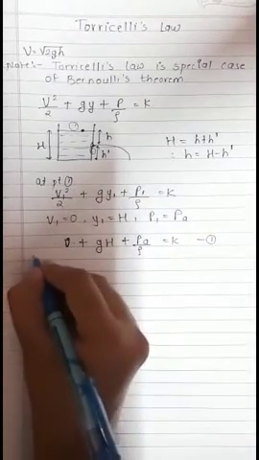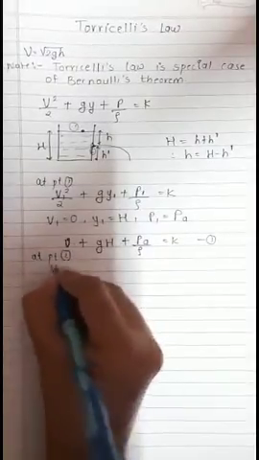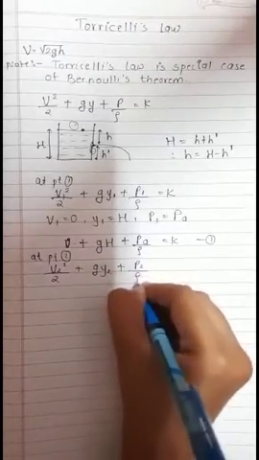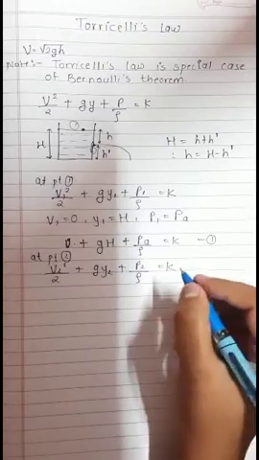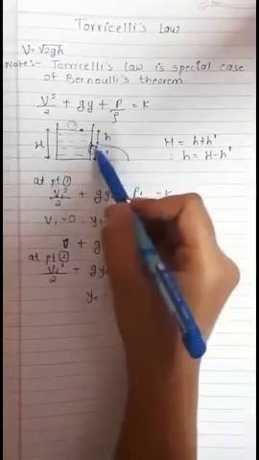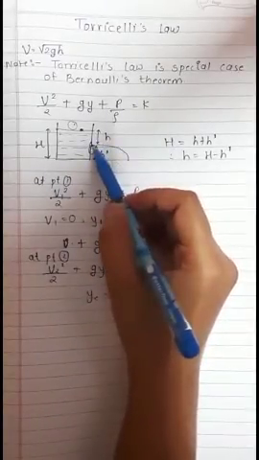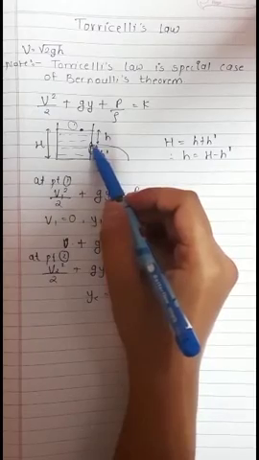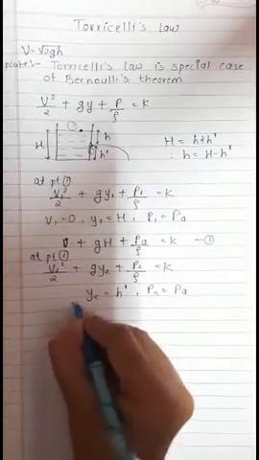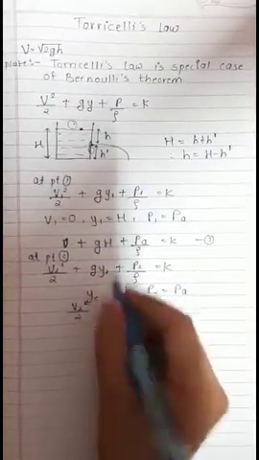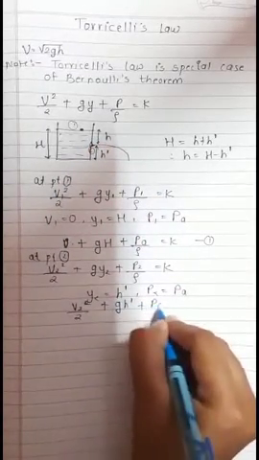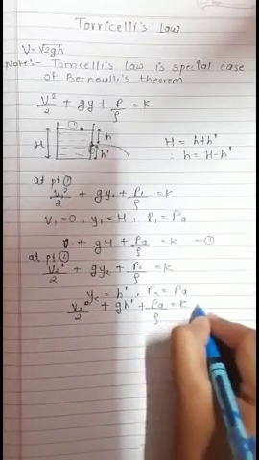Let's apply Bernoulli's theorem at point 2. At point 2, v2 squared upon 2 plus gy2 plus P2 upon density equals constant. At this point y2 equals h dash, and at this point also the pressure is because of the atmosphere, as this other end of the hole is in the atmosphere. So we can write P2 equals P. Putting it in, we get v2 squared upon 2, where v2 is the velocity of the fluid from the hole, plus gh dash plus atmospheric pressure upon density equals constant. This is equation number 2.